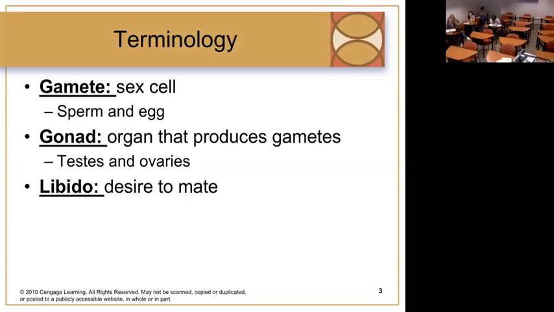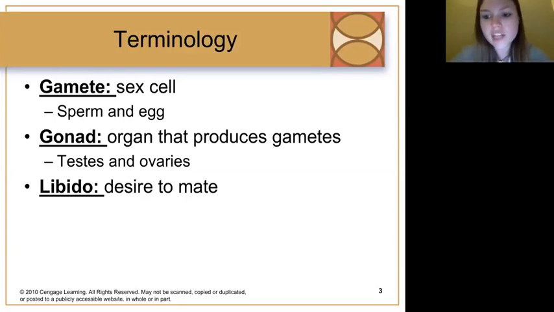So gamete, we mentioned in the previous lecture on Tuesday. That's just a sex cell, so that would be either the sperm or the egg. It's just a scientific name for sex cell. And then gonad is the organ that produces the gametes, so that would be the testes and the ovaries in both male and female. And then libido is just the desire to mate. So just some pretty general terms there.